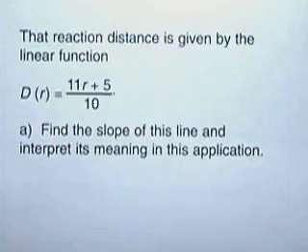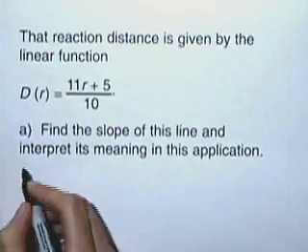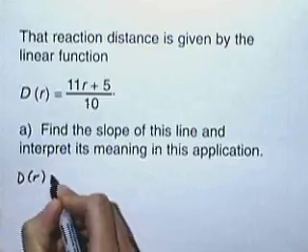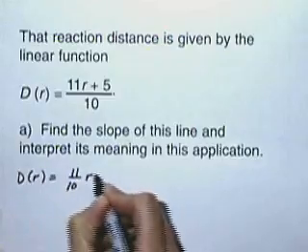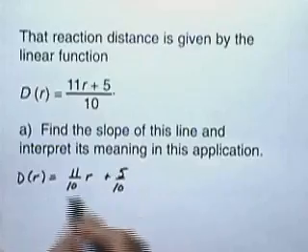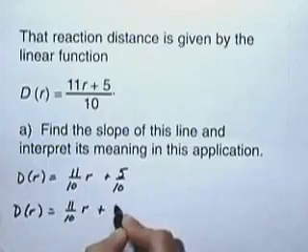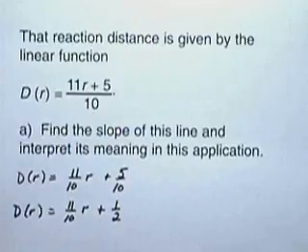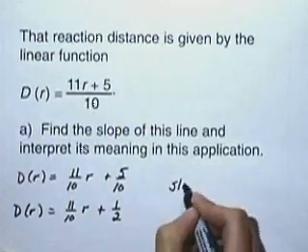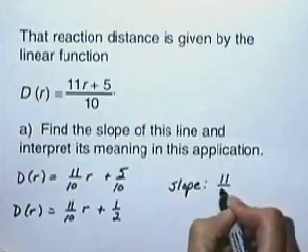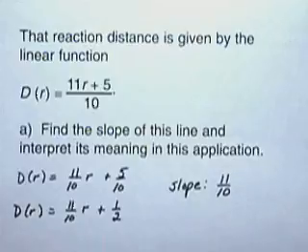Well, remember that we can read the slope if we can get this in the form f of x equals mx plus b, or in this case, d of r equals m times r plus b. So I'll rewrite this as d of r equals 11/10 r plus 5/10, or d of r equals 11/10 r plus 1/2. So the slope here is 11/10. Now, in d of r, r is in miles per hour and d is in feet. What would the slope of 11/10 mean in this application?